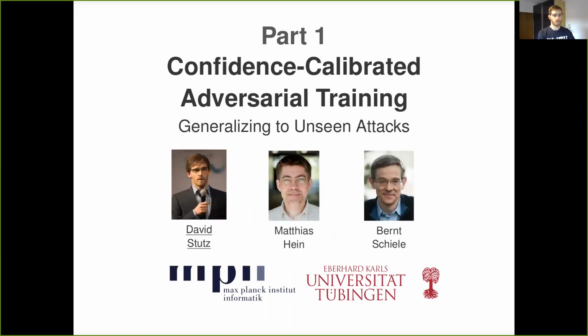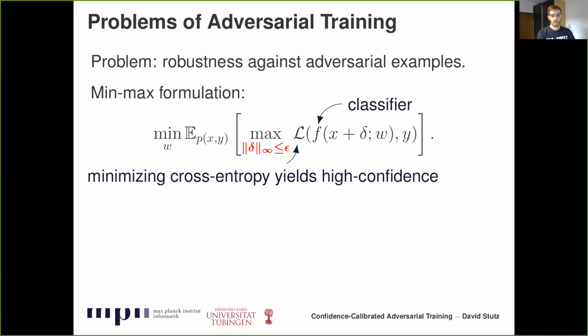So this first part on confidence-calibrated adversarial training is joint work with Matthias Hein and Bernd Schiele. In this paper, we address the problem of robustness against adversarial examples. While adversarial training usually focuses on robustness against one specific type of adversarial examples, for example, L-infinity ones, we also consider robustness against various other threat models.